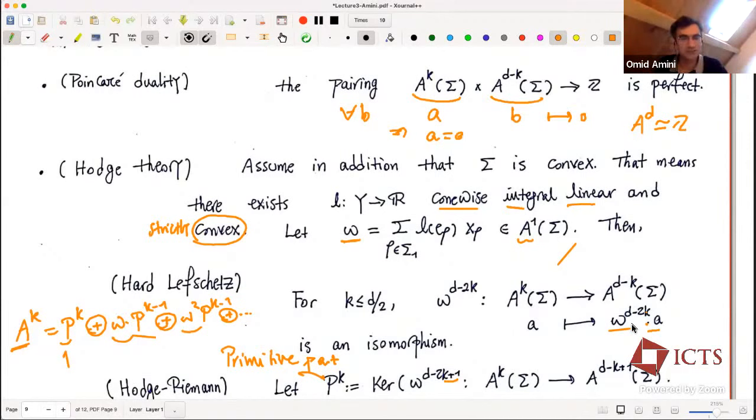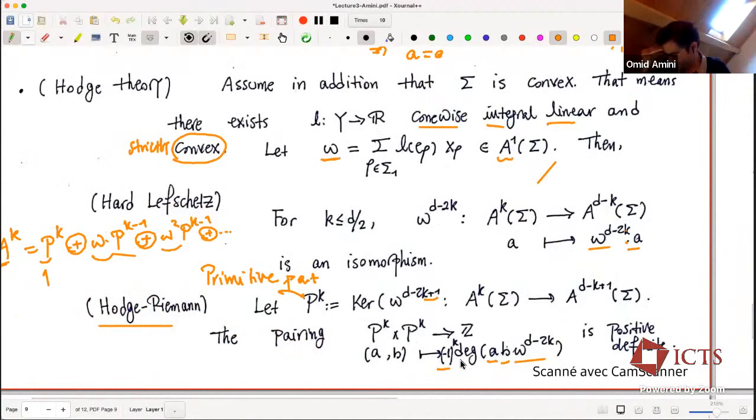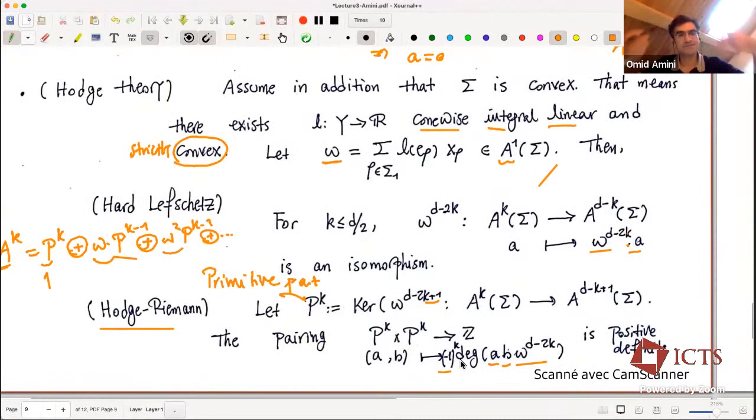But I don't use the degree anymore here. When you take the product, you can say, okay, you're already in Z, so you just do it as a number. Here I put the degree, but okay, so these are the set of all Hodge-theoretic properties that you get on this Chow ring, assuming that the Chow ring is shellable.